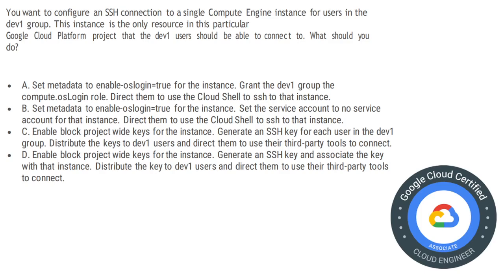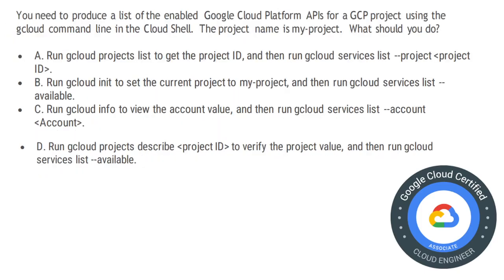You want to configure an SSH connection to a single Compute Engine instance for the users in the dev1 group. The instance is the only resource in this particular Google Cloud Platform project that the dev1 users should be able to connect to. What should you do? The answer in this case is option A, that is set the metadata to enable-oslogin=true for the instance. Grant the dev1 group the compute.osLogin role. Direct them to use the Cloud Shell to SSH to that instance. Moving on to the next question now.